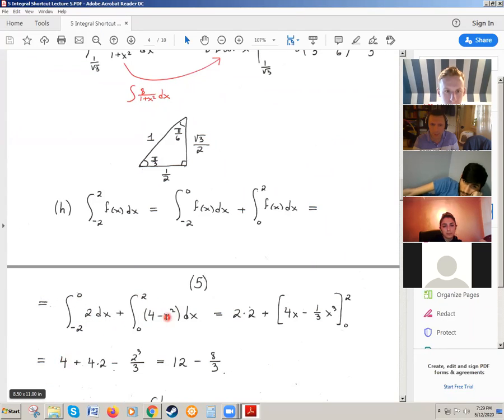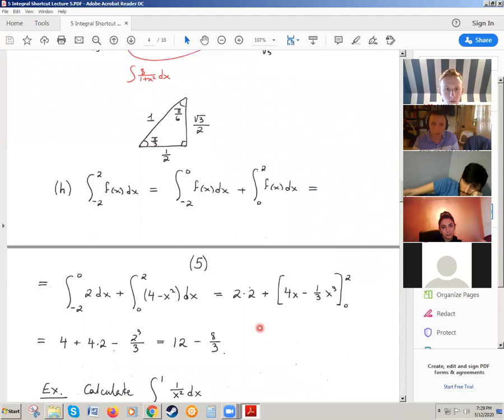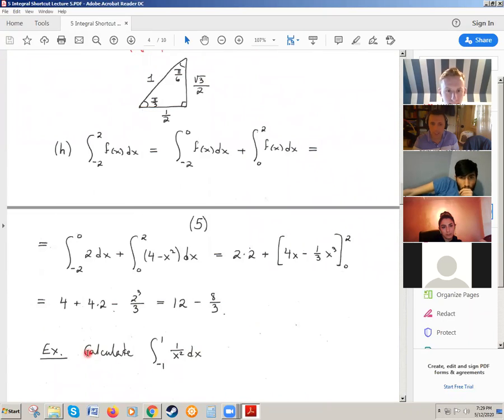The second part, I find the antiderivative of 4 minus x squared, which is 4x minus 1/3 x cubed. And I put in those bounds, and I solve, and I get some number. Good? So now, guys, maybe you'll say, okay, can you do one more? Can you calculate the integral between -1 and 1 of 1 over x squared?